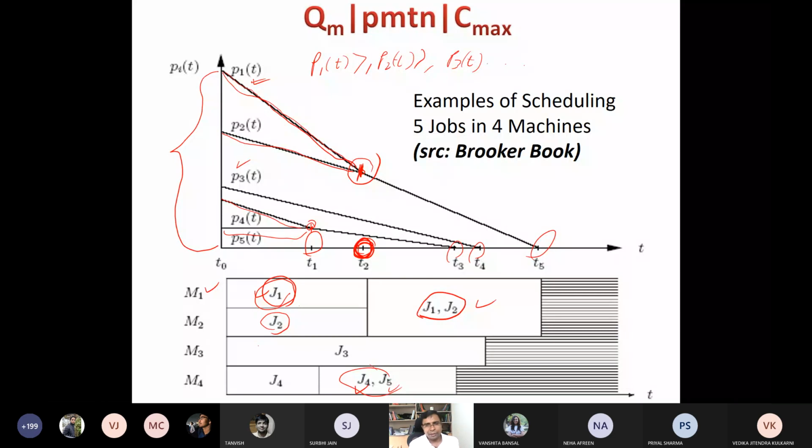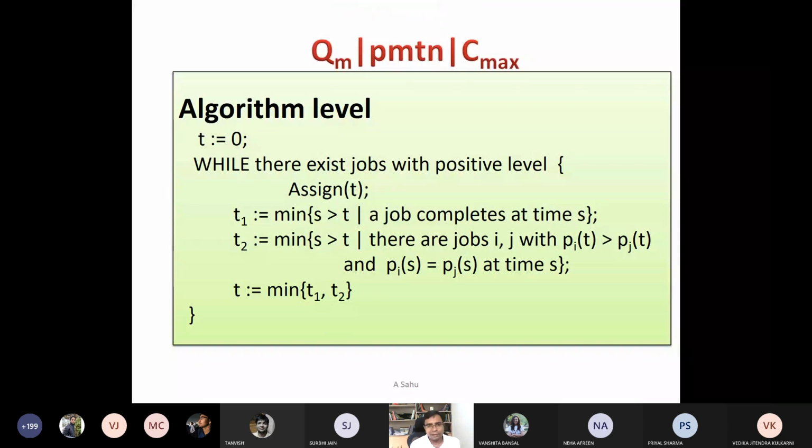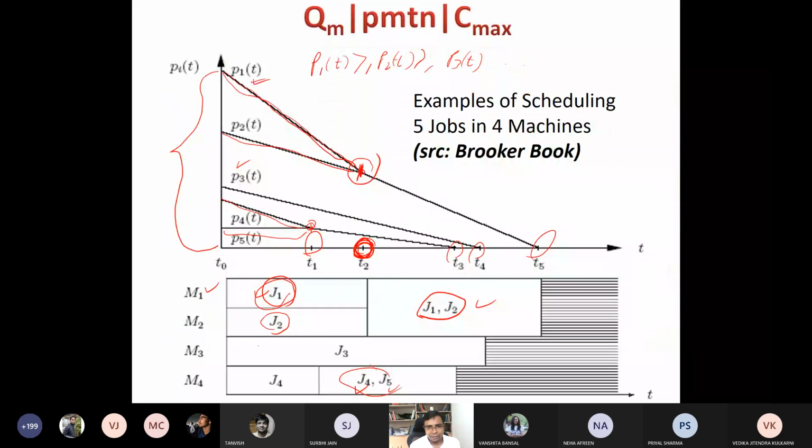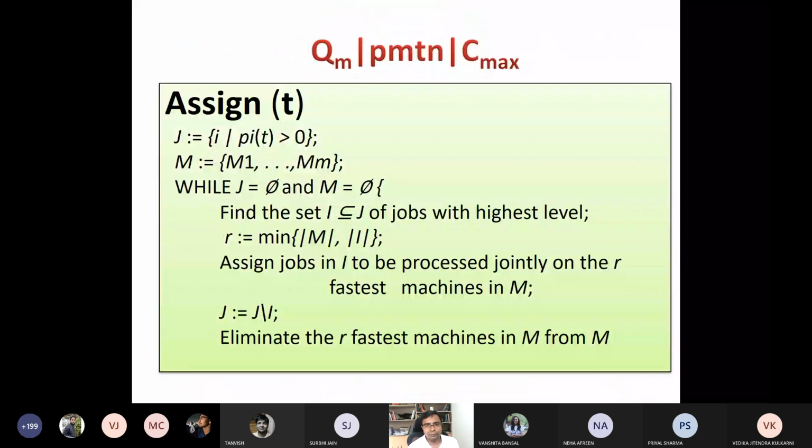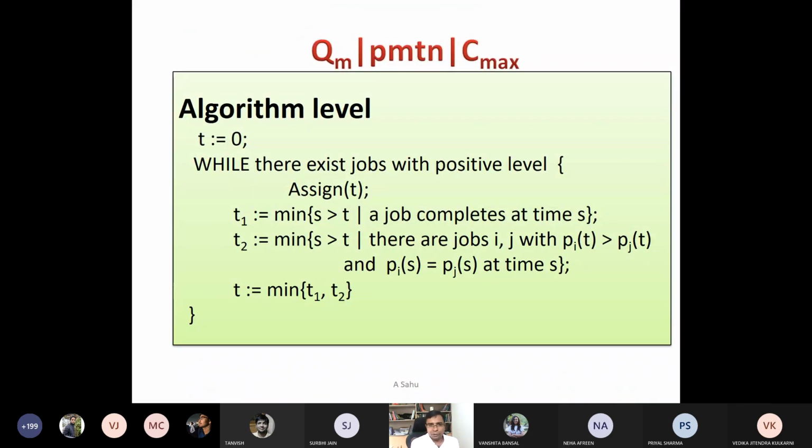Okay, so the same thing. I'm going back to the slides and trying to look at this leveling, particularly T1, T2, T3, T4, and T5. This leveling we are trying to get. Okay, so this is called getting the level. Okay, so the algorithm level: while there exists a job with positive level, assign.